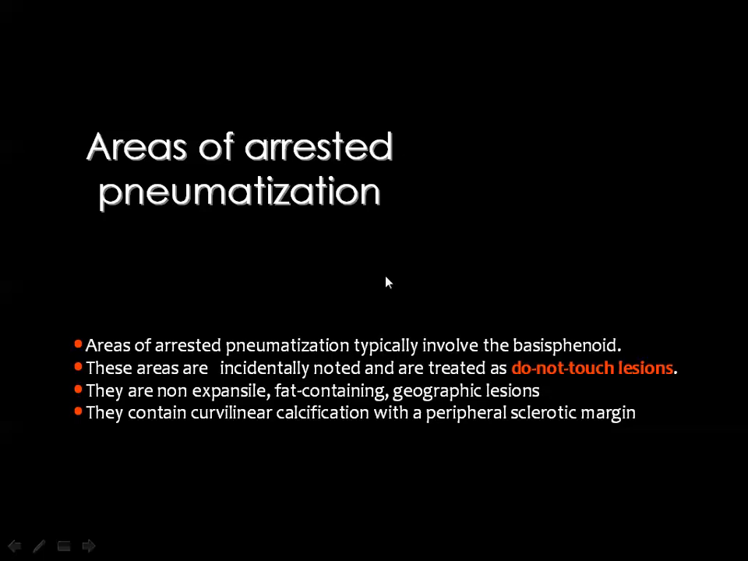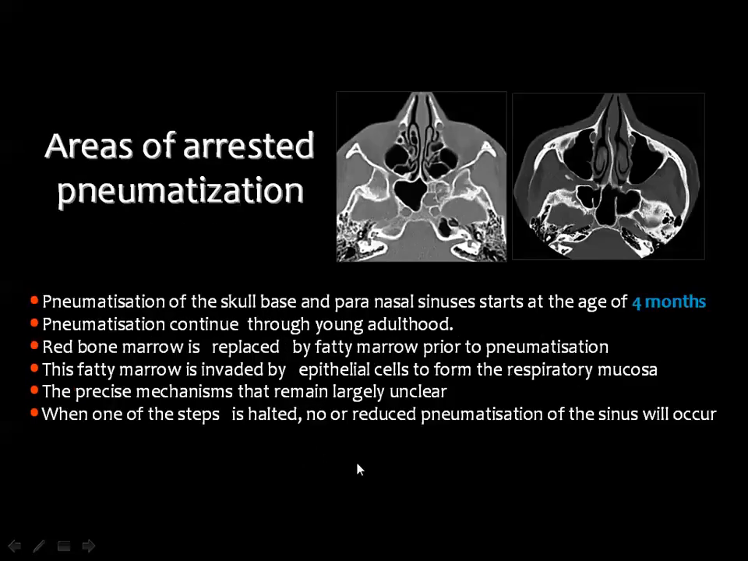And this issue, which is known as areas of arrested pneumatization, involves typically the area of the basisphenoid. And this is well known by the name don't touch lesion. This is not a lesion actually, it is just non-pneumatization of an area which is intimately related to the sphenoid sinus. This area on CT can be easily diagnosed, but on MRI it may be mistaken for a tumor.